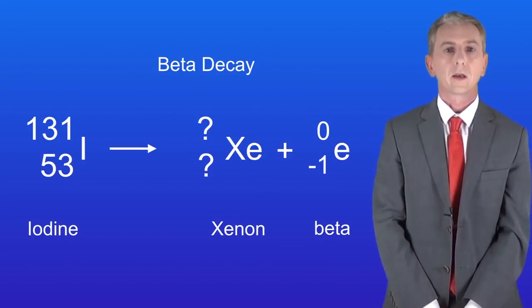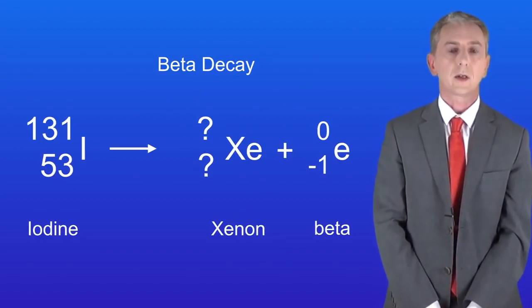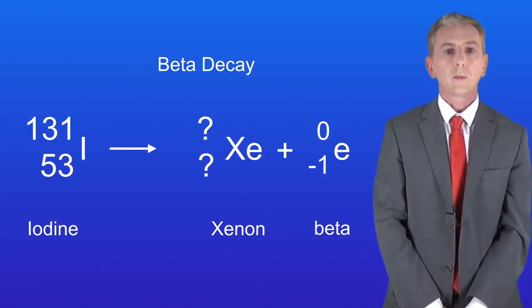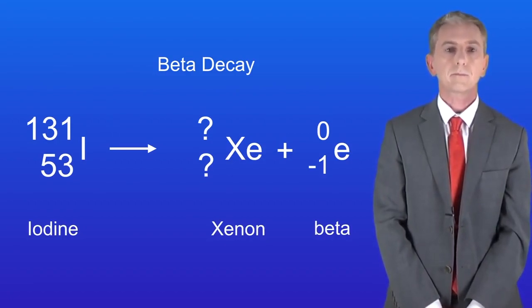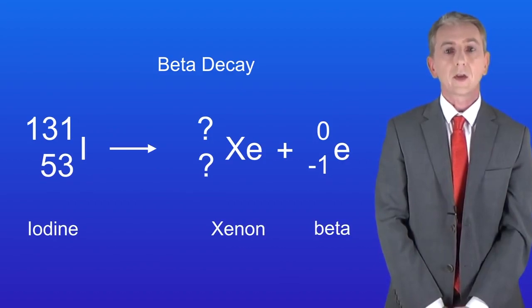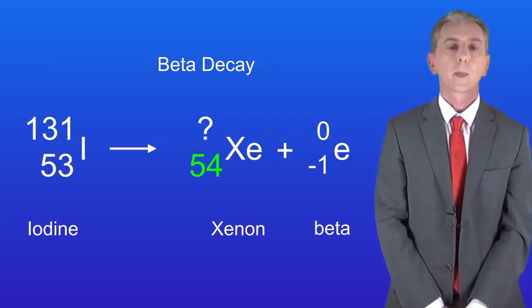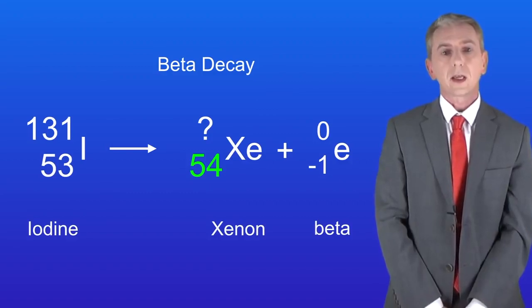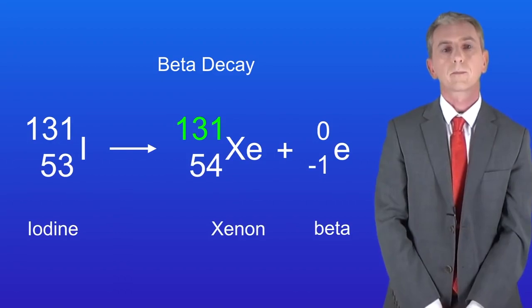Here's one for you to try. This shows iodine turning into xenon by releasing a beta particle. I'd like you to work out the atomic number and the mass number of the xenon atom, so pause the video now and try this yourself. Okay, in beta decay, the atomic number increases by 1, so the atomic number of xenon must be 54, and there it is. In beta decay, the mass number does not change, so in this case, the xenon isotope must have a mass number of 131.